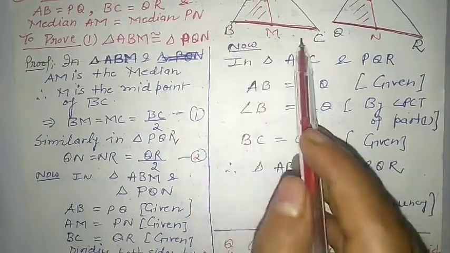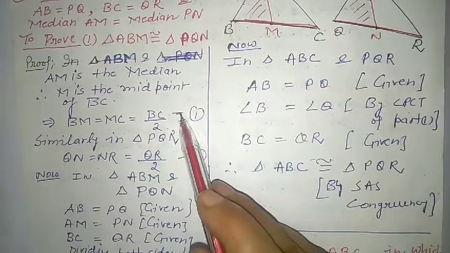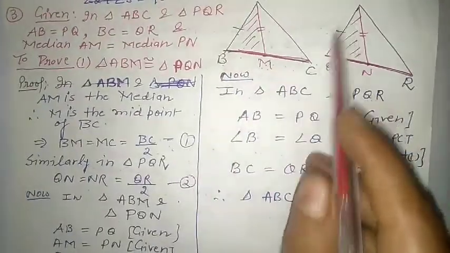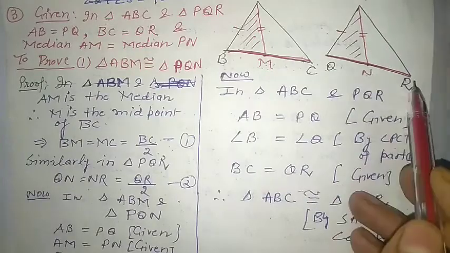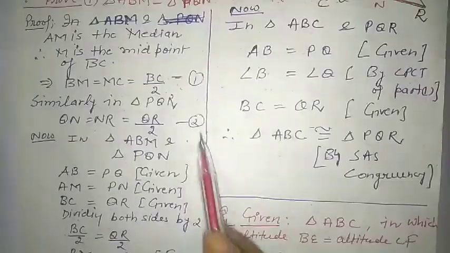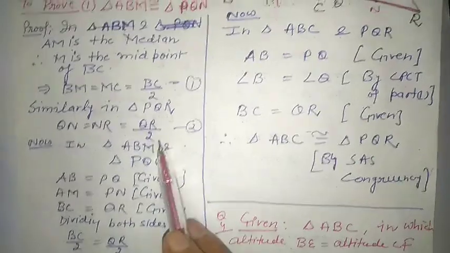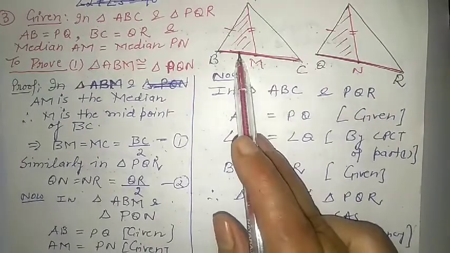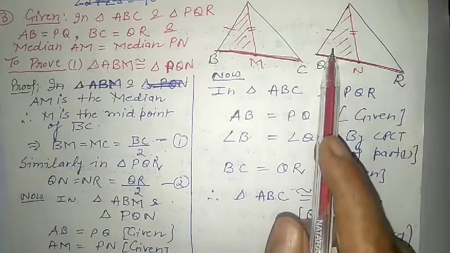BM and CM are equal, and they are each half of BC. Similarly in triangle PQR, QN is equal to NR, which is equal to QR by 2. So now we take these two triangles, ABM and PQN.